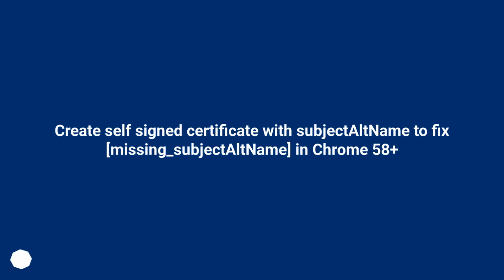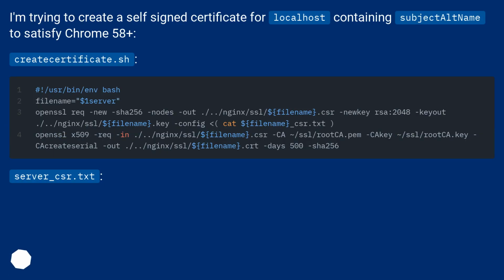Create self-signed certificate with subjectAltName to fix missing_subjectAltName in Chrome 58+. I'm trying to create a self-signed certificate for localhost containing subjectAltName to satisfy Chrome 58+. CreateCertificate.sh.